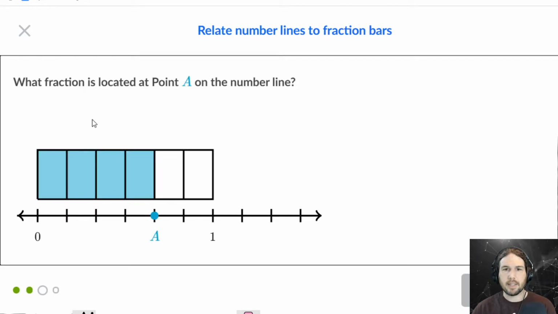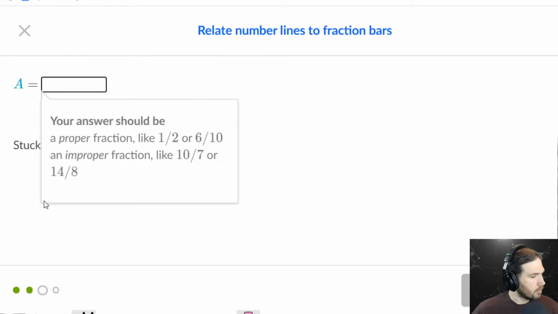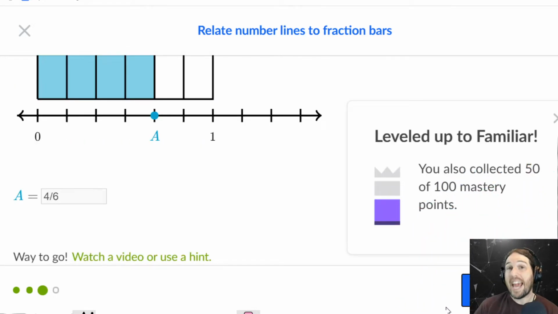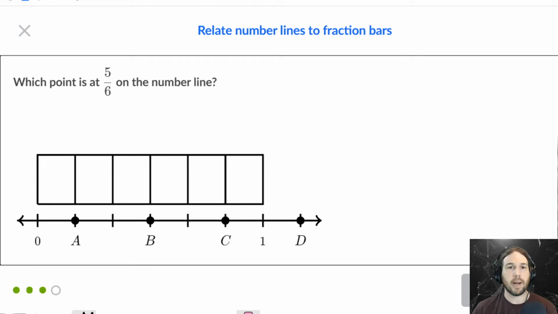What fraction is located at point A on the number line? So how many pieces are there? 1, 2, 3, 4, 5, 6. So there's going to be 1, 2, 3, 4 out of 6. It has made 4 steps out of 6 equal steps. And as I said before, you can absolutely reduce the fraction and it will give the right answer.